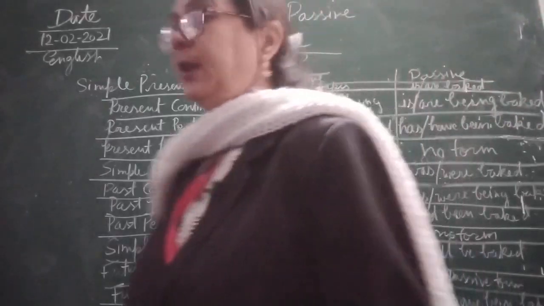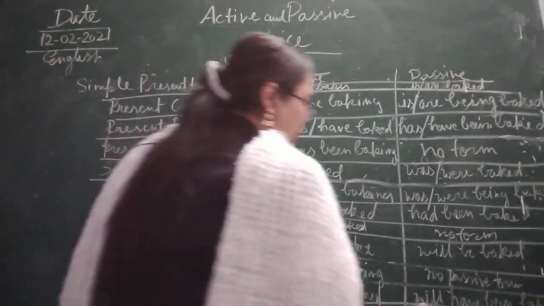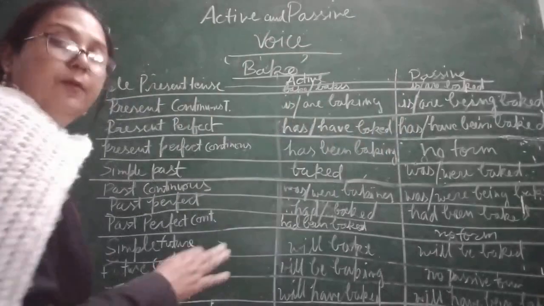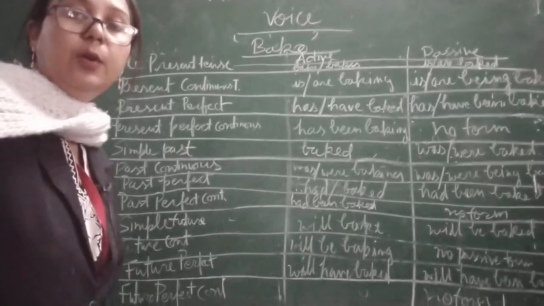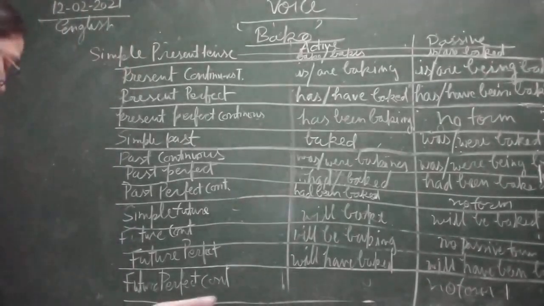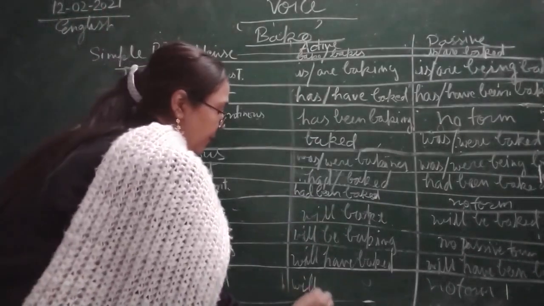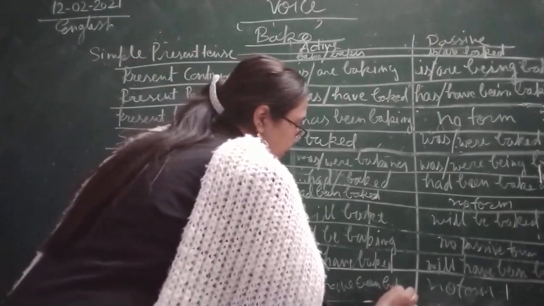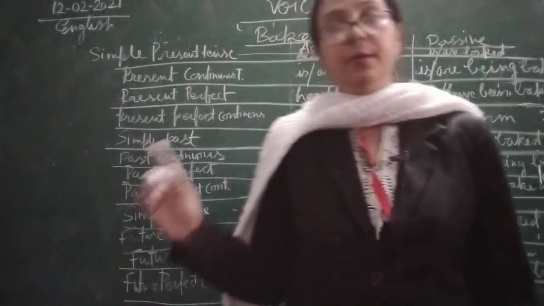And now future perfect continuous tense, as you all know, we are not going to convert it into passive, no form. But we have to learn how to write it in active voice. So we are going to write over here, children: future perfect continuous tense, will have been baking. Okay, but in passive voice we are not going to write.